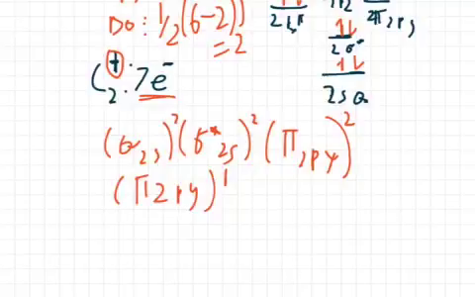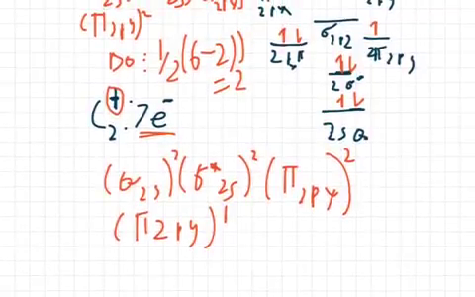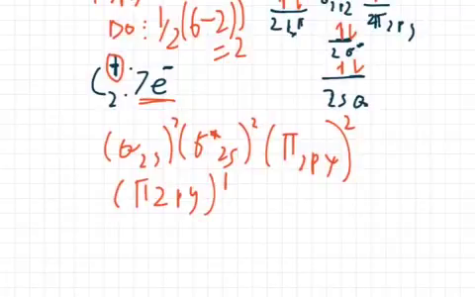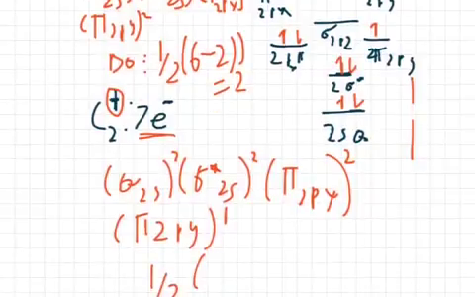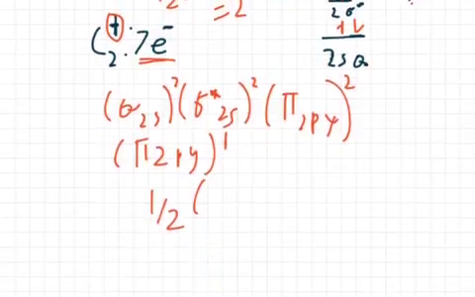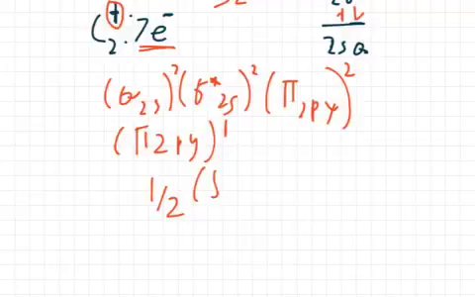Now the bond order for C2 plus would be, again, the same thing: 1/2 times the difference between the electrons in bonding minus the electrons in antibonding. In this case, it will be 1/2 times 5 minus 2, which would be 1.5.